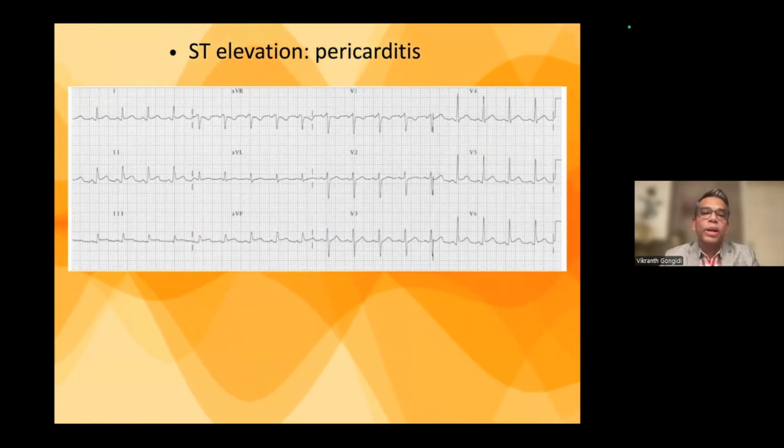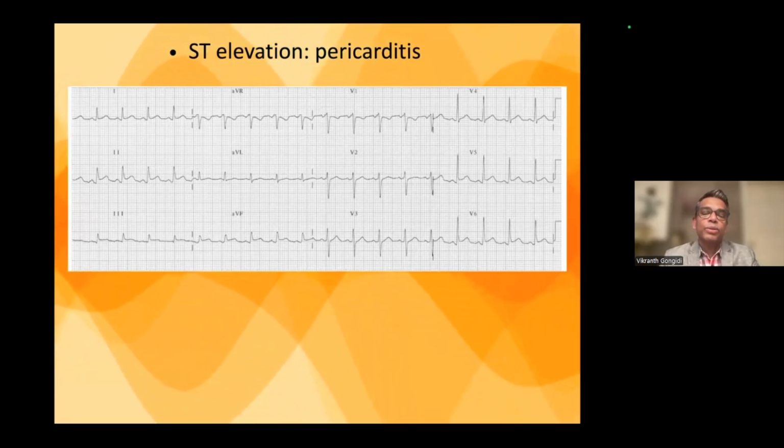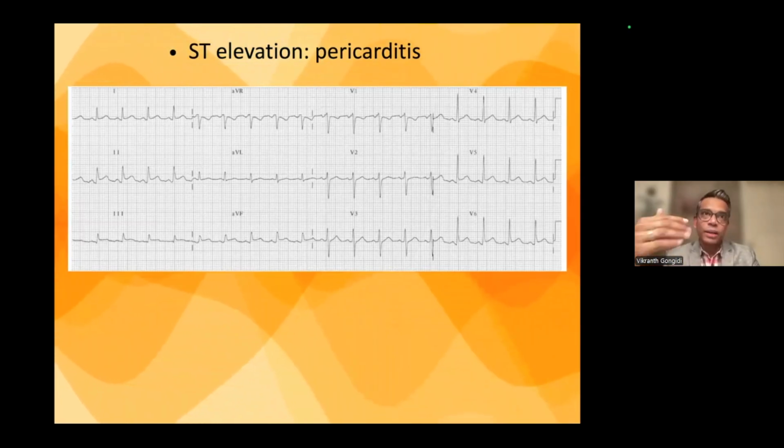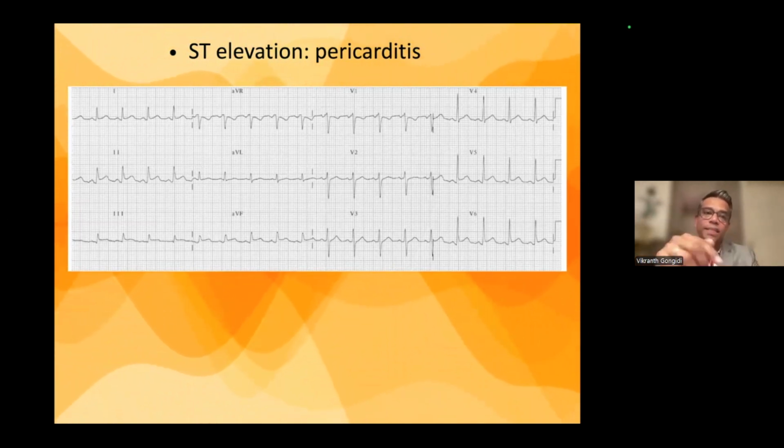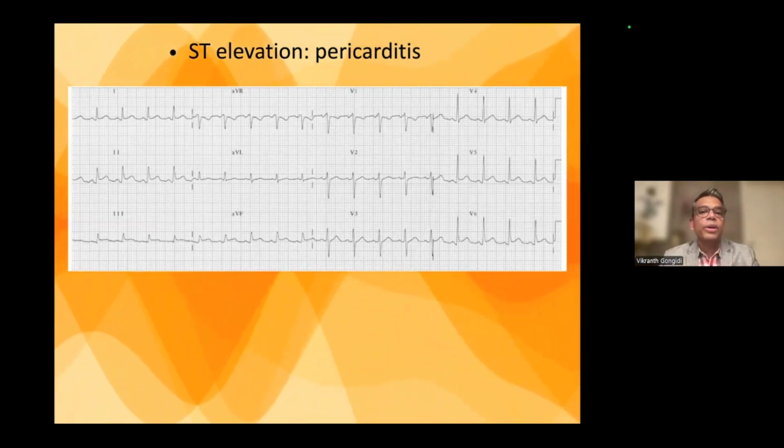So if you see that the PR interval is depressed, you've got to think. Let me restate that. Sorry. If you see that the ST segment looks elevated, stop and step back and look at the PR interval. If the PR interval is less than the TP segment, the one from before the QRS complex, you know that, well, maybe this is pericarditis and not actually an ST elevation.